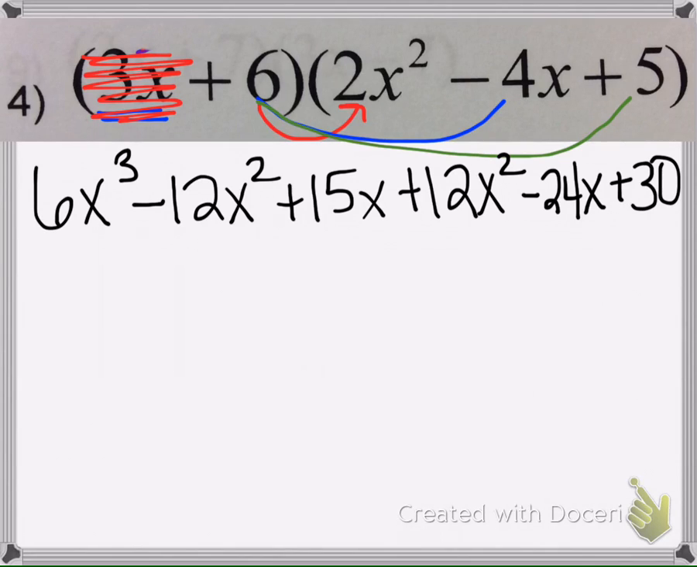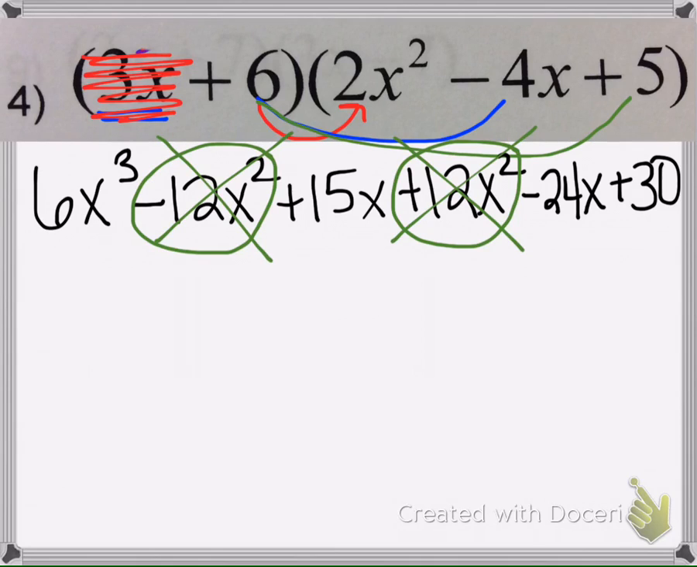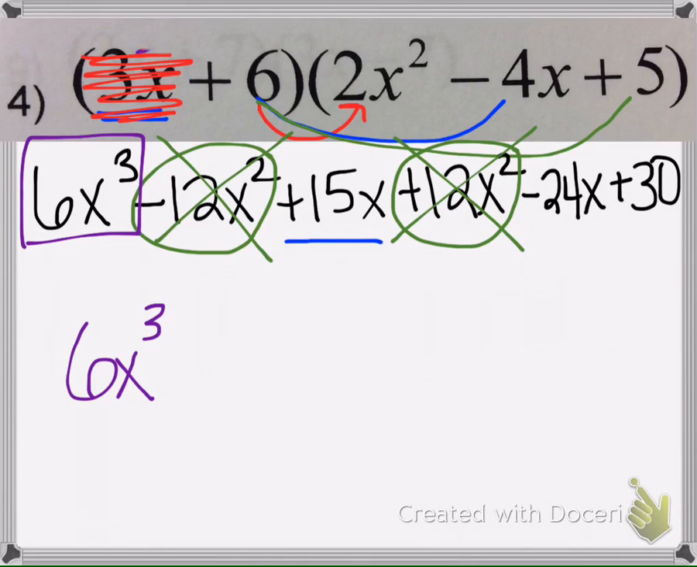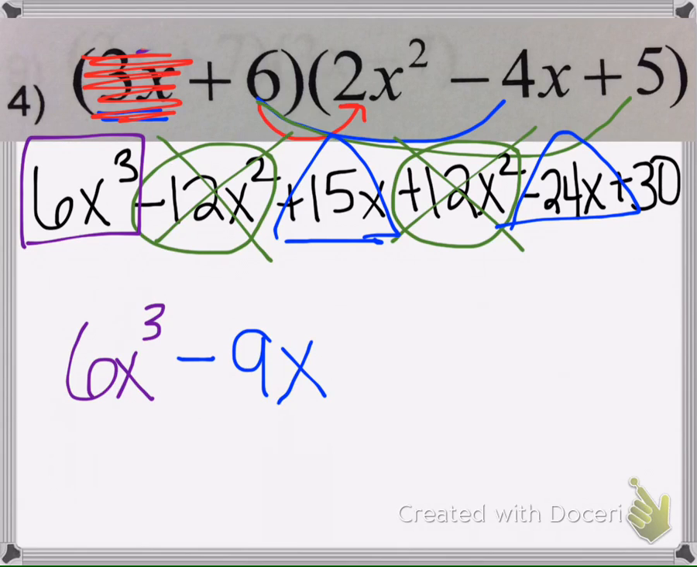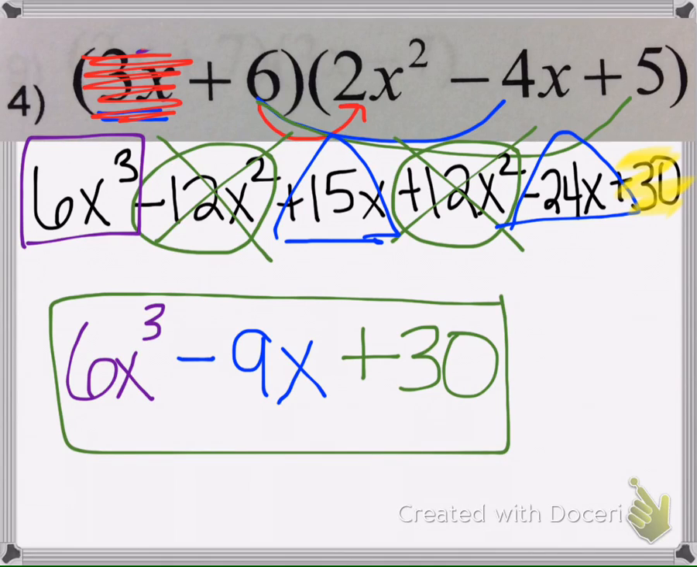Alright, now we're going to combine the like terms. We have a negative 12x squared and a positive 12x squared. Those are going to cancel and make 0x squared. And we have a 6x cubed, no other x cubed, so that's going to go first because it has the higher exponent. And then we're going to combine a positive 15x with a negative 24x. That's going to make negative 9x. And then lastly, we have this 30 right here, so we're going to bring it down. And that is our final answer.